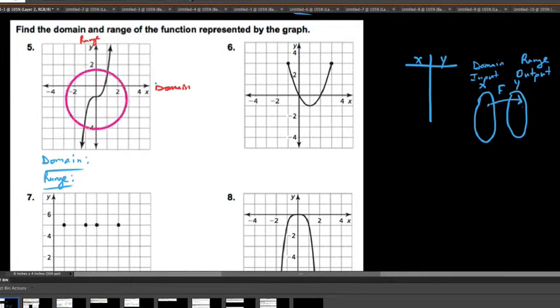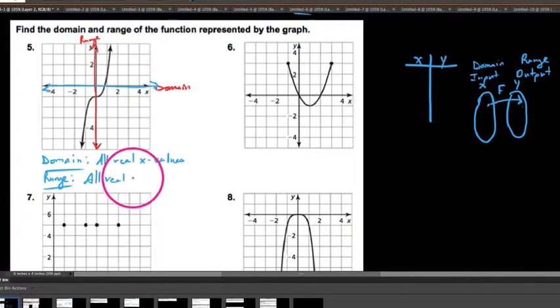So looking at this cubic function, I notice that these arrows basically mean it goes on forever and ever. And so to find which x values cause this to work, I would say that every single x value on this number line is going to cause this to work. So we can say all real x values is how we would state the domain here. And then the same thing with our y values. When you look at the y-axis here, it's going to hit all y values from negative infinity all the way up to positive infinity. So all real y values is our range.